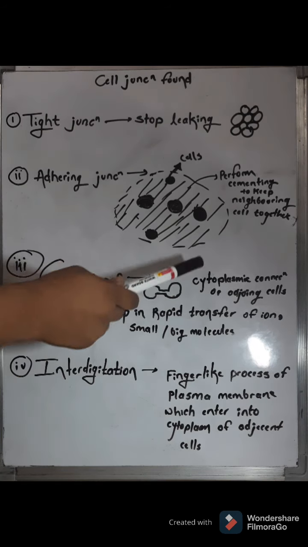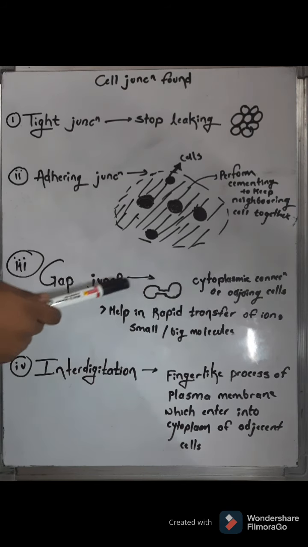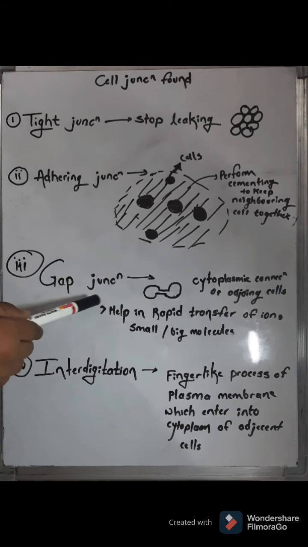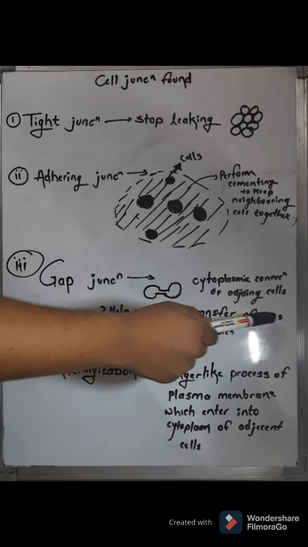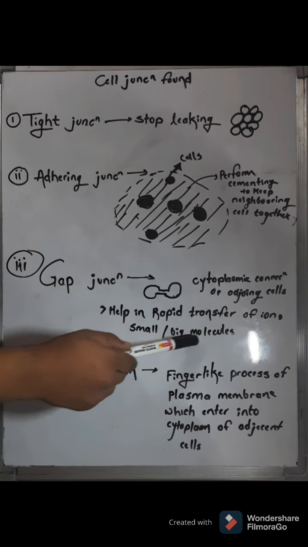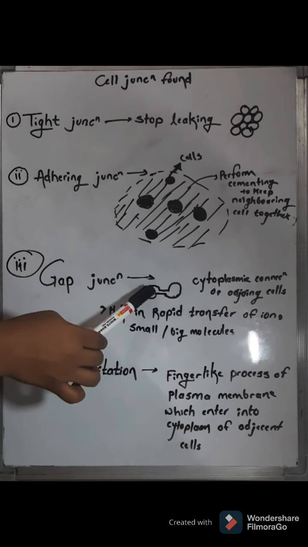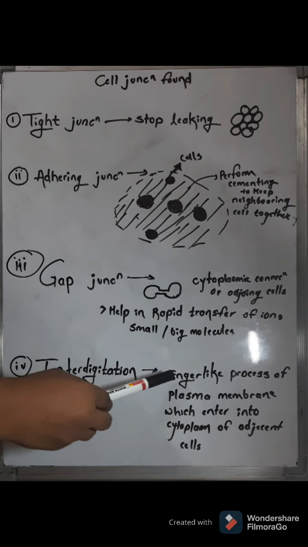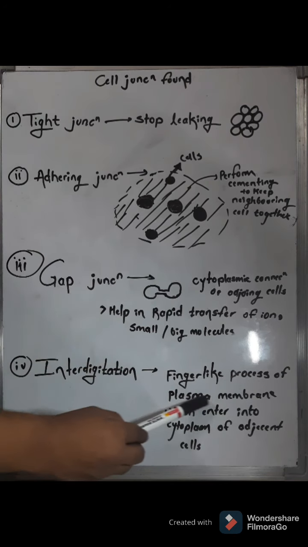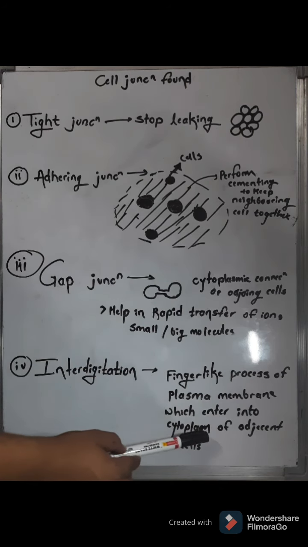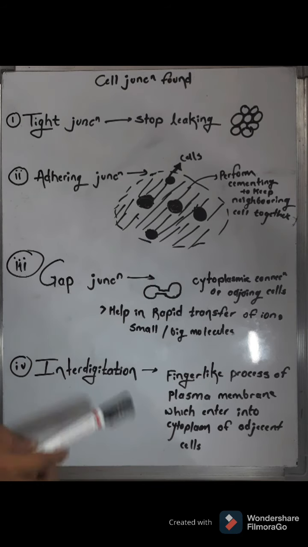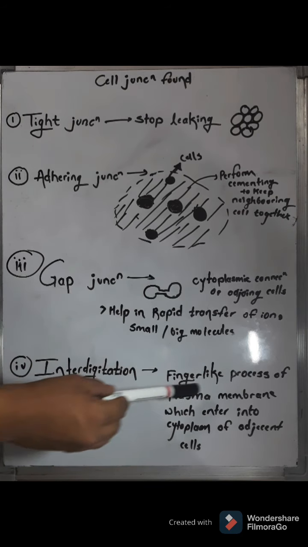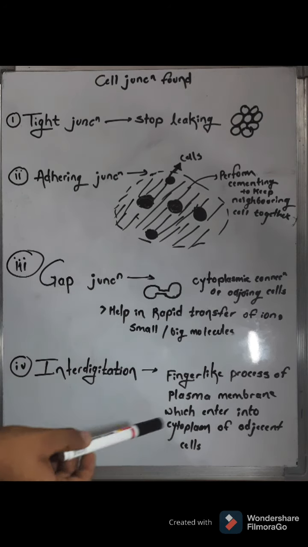Third one is gap junction. Gap junction is actually cytoplasmic connection of adjoining cells. It helps in rapid transfer of ions or small or big molecules. So it's like this, between two cells the cytoplasmic or plasmodesmatic connections are present. It is called gap junction. And the last one is interdigitation. They are finger-like processes of plasma membrane which enter into the cytoplasm of adjoining cells.